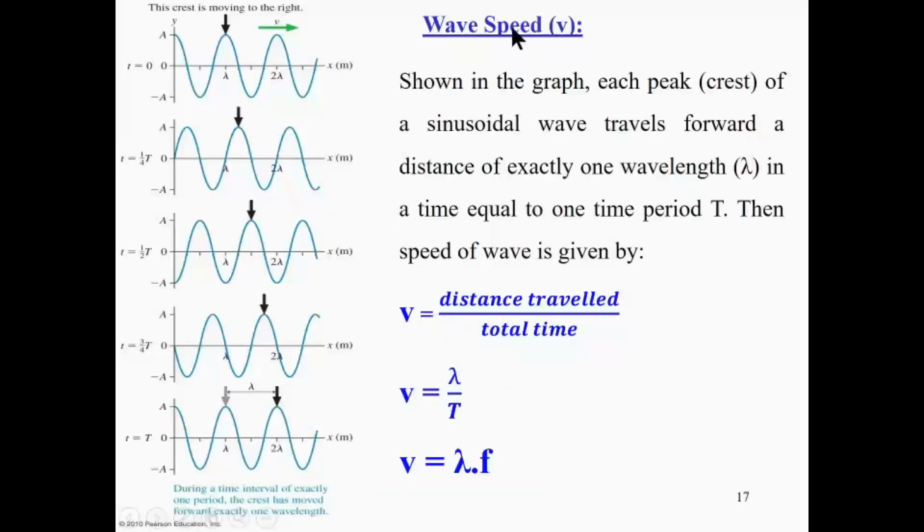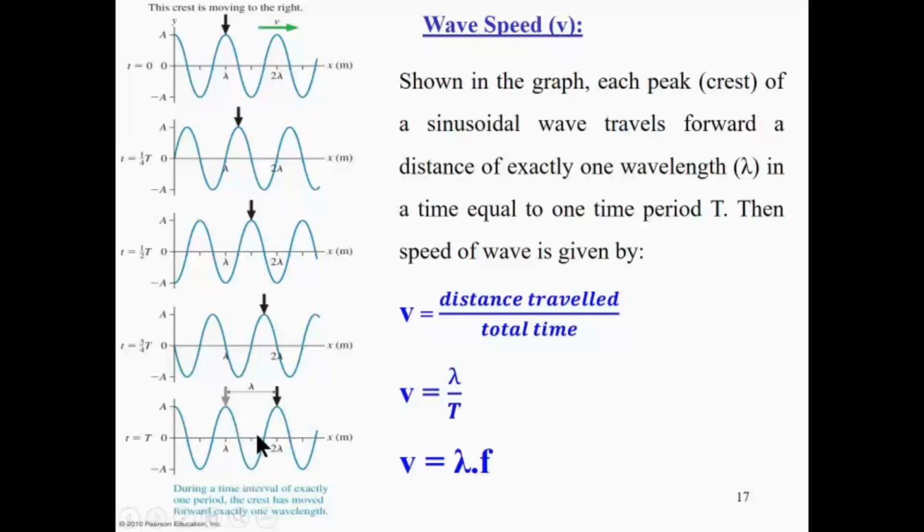Next, before we do some problems, we're going to talk about the wave speed of the wave. Again, the wave is a function of both space and time. This is the snapshot of the wave pattern at t0. This is the snapshot at a quarter of a period, this is at half the period and three-fourths of the period, and finally at the full period.